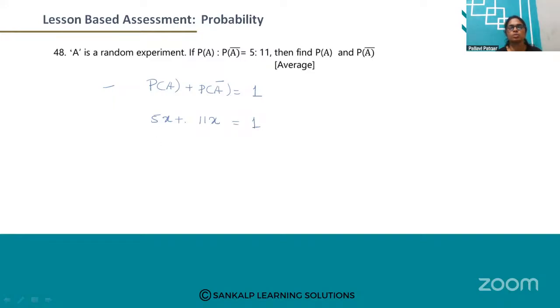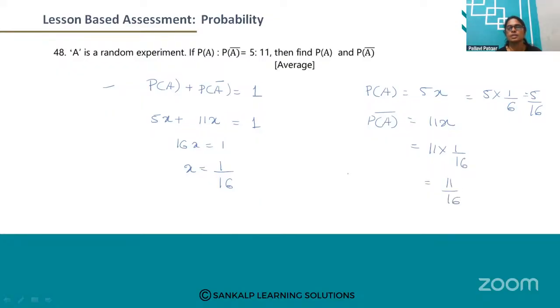So this is equal to 16x equals 1. So x is equal to 1/16. So here P of A is 5x and P of A complement is 11x. So this becomes 5 into 1/16, which is equal to 5/16. So this is P of A of an experiment. So P of A complement is equal to 11 into 1/16. So this is equal to 11/16.